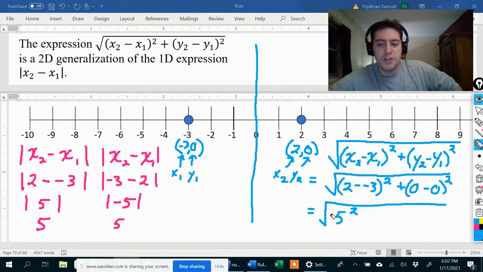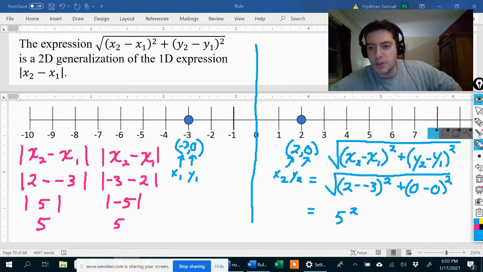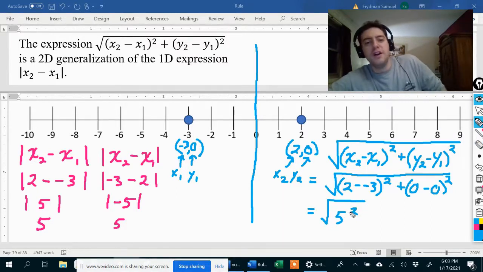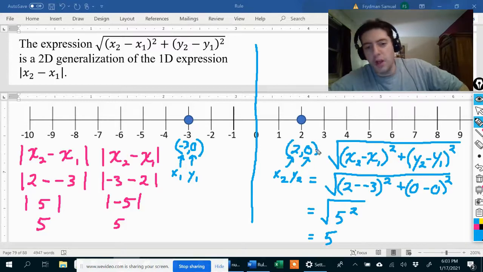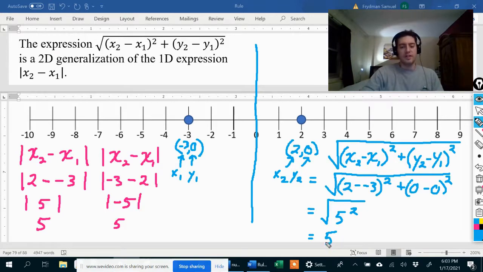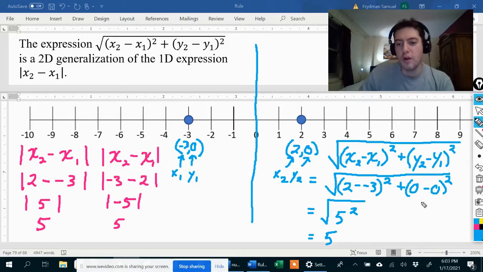Okay, so then I just have to do, I don't know why I made this so long. Let me shorten that. Then I just have to do 5 to the second power, which is 25, and then the square root of 25 is just 5. Okay, so we get the same answer just like we got before. And if we had called this one x1 and y1 and this one x2 and y2, then we would have gotten the same answer of 5, okay? So what was I saying before?